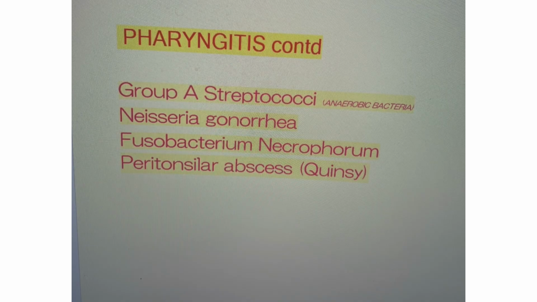Next is the etiology of pharyngitis, bacterial causes. The main one, as you see in the slide, is group A streptococci, which is an anaerobic bacteria.